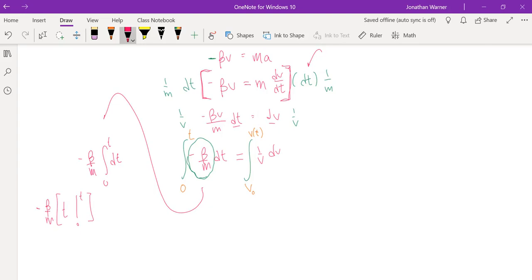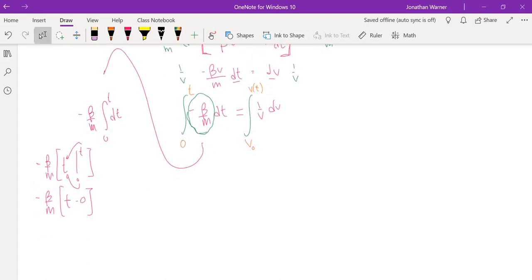And this is redundant for some of you. Maybe you recognize that this is basically evaluate t at t and subtract evaluate t at 0. That's t minus 0. So this left side evaluates to negative beta t over m.